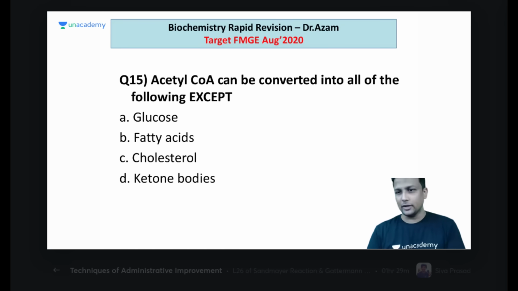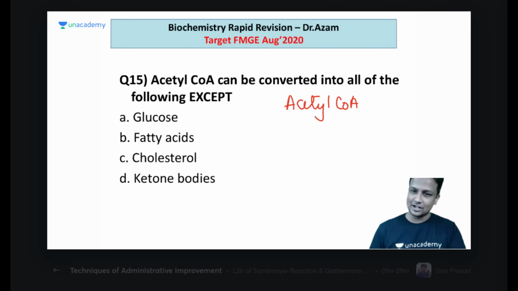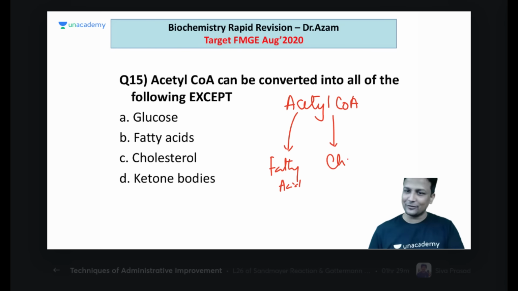Acetyl CoA can be converted into all of the following except one. Look here carefully. This is a very simple question, my dear friends. Remember, acetyl CoA is the starting substance for the synthesis of fatty acids. Acetyl CoA is the starting substance for the synthesis of cholesterol. And acetyl CoA is the starting substance for the synthesis of ketone bodies also, guys.